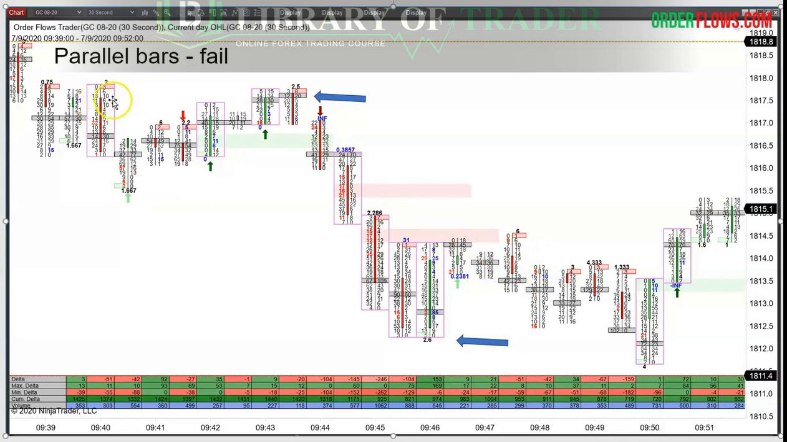Okay, this I would not consider a parallel bar. That's one over here because it's one tick above, it's 3 or 4 ticks below. Ideally you want it to be the exact same height, but I could take it with 1 or 2 ticks above or 1 or 2 ticks below the previous bar.